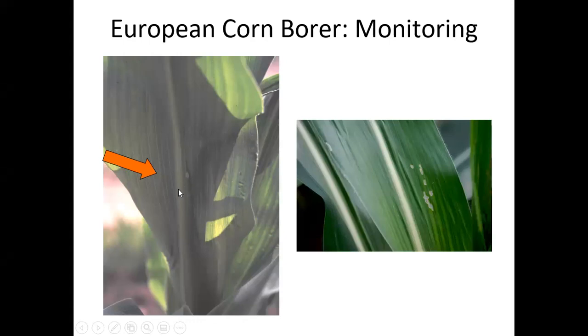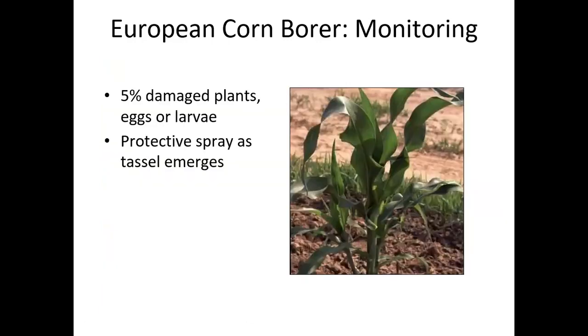So if you're looking there, and as you're walking through taller corn, you can actually look to see the shadows of the corn, and that's often when you'll notice the eggs, when the sun doesn't pass through where the egg is, like it does on a regular leaf. So you're looking for egg masses, you're looking for window pane feeding and that little pinhole feeding. The threshold is 5% damaged plants, eggs, or larvae.